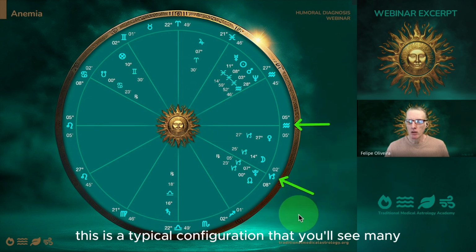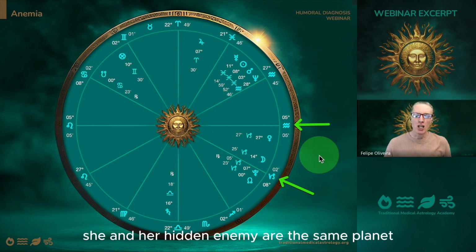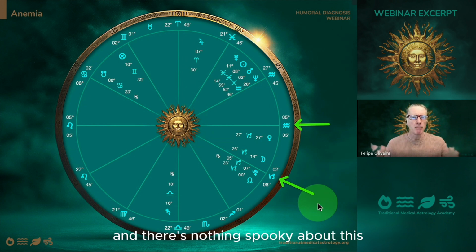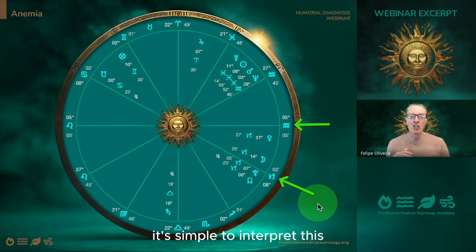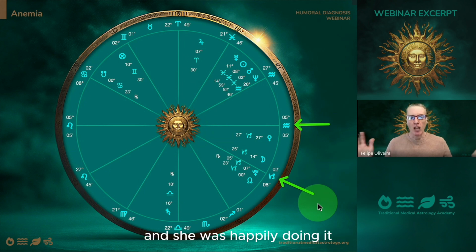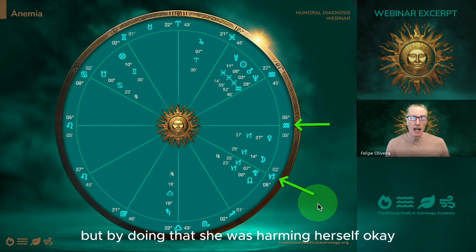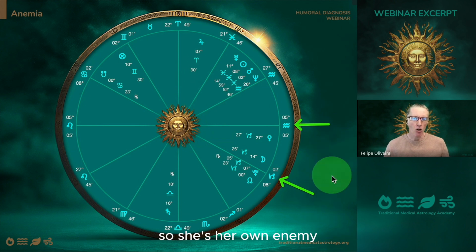This is a typical configuration that you'll see in many, many charts. She and her hidden enemy are the same planet. So she is her own enemy. And there's nothing spooky about this. It's simple to interpret this. She was eating the wrong diet, okay? And she was happily doing it because she does that every day. But by doing that, she was harming herself, okay? So she's her own enemy.